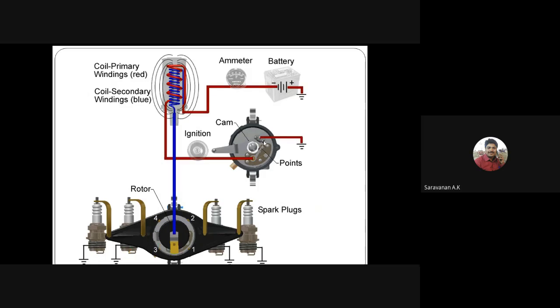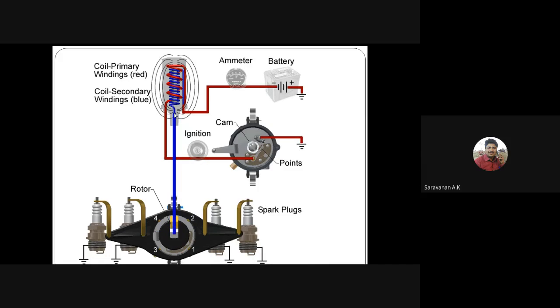Once it disengages, what will happen? The backflow is created from the condenser to the secondary coil. The blue color is the secondary coil, right? So the backflow will be created in the blue secondary coil, and a large voltage will be produced in the ignition coil.